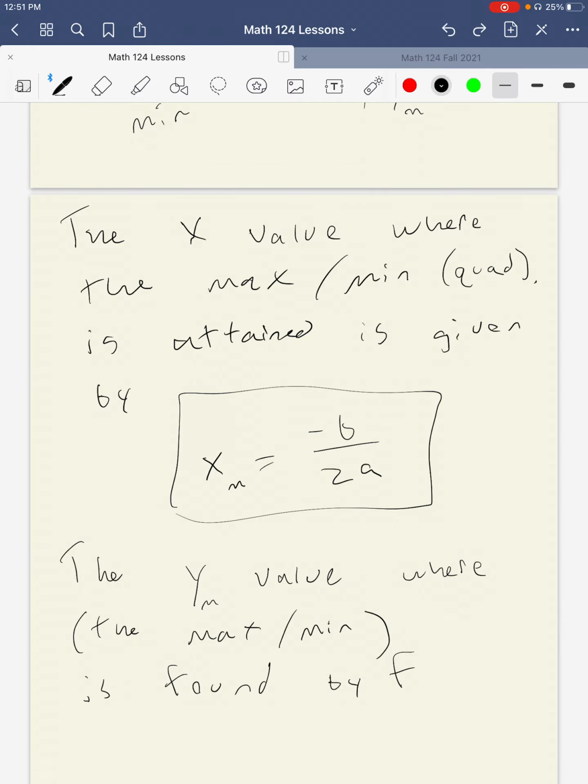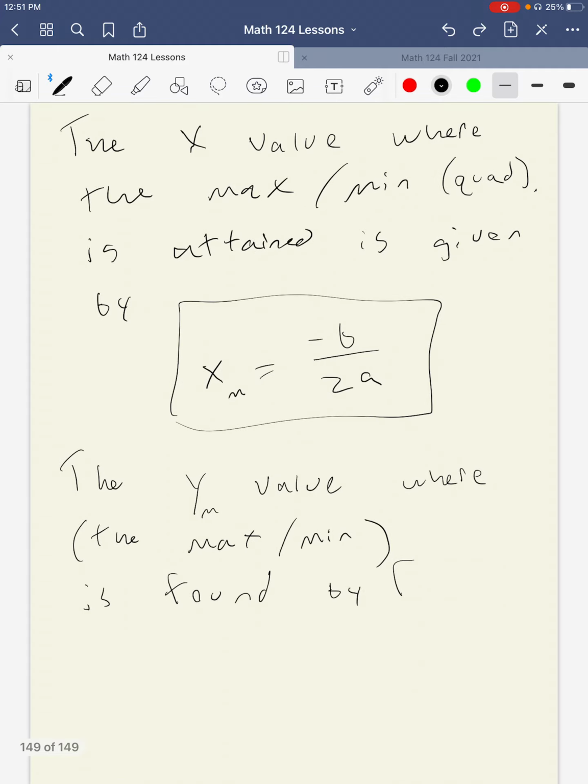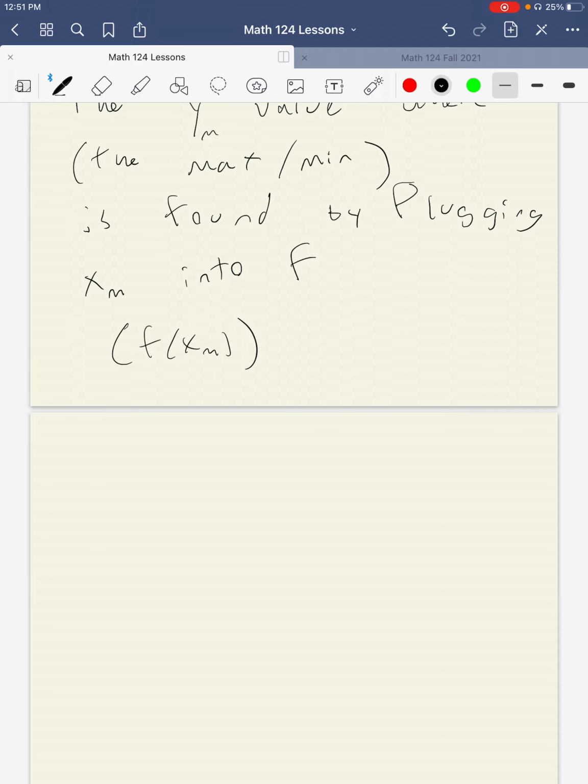So it's found by, oops, sorry about that, the wrong paper. Is found by plugging xm into the function f, right? Or we plug in xm into f and then we solve. So I'll give you an example now. Let's consider the function f of x equals 2x squared plus 3x plus 1.